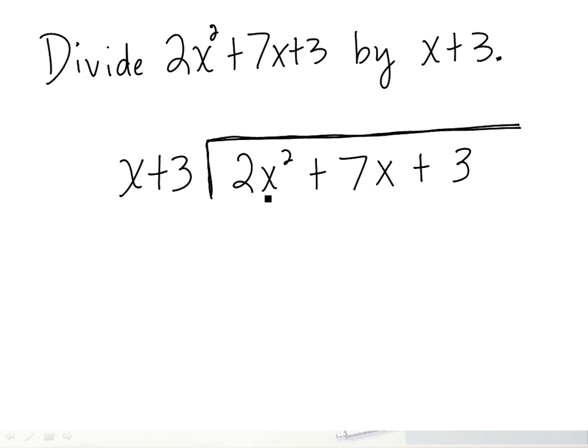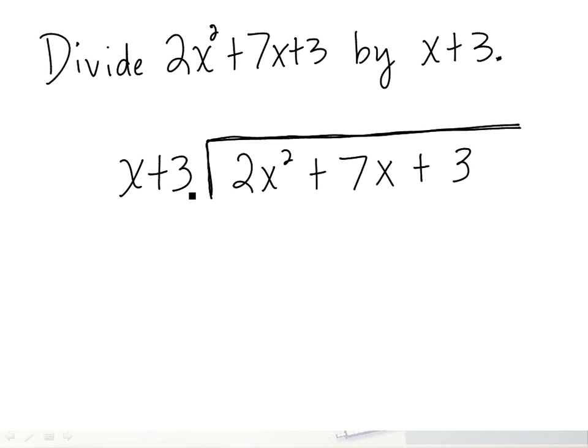Descending order meaning that the term with the highest exponent was first, and then the term with the next highest exponent is next, and then the constant is last. Okay? And over here, this is in descending order as well. X to the first power, and then what comes after the x to the first power? The constant.